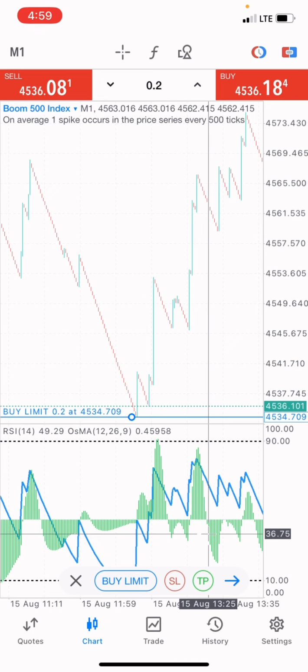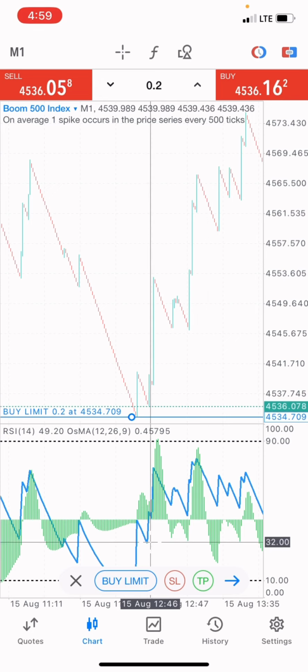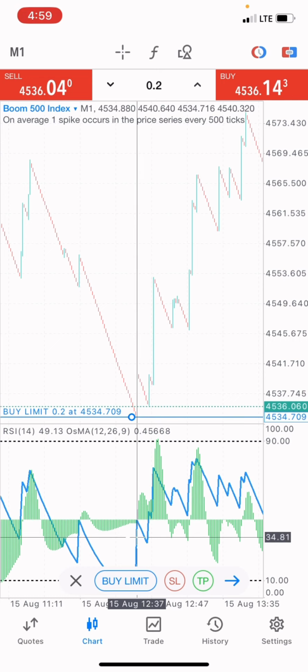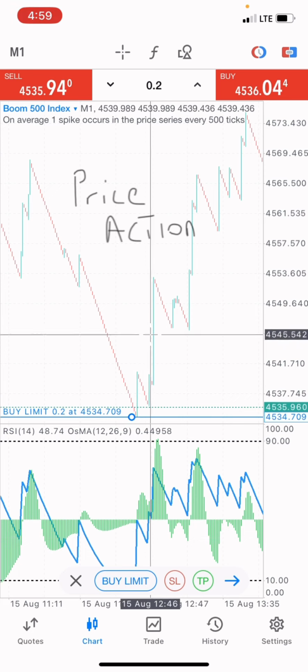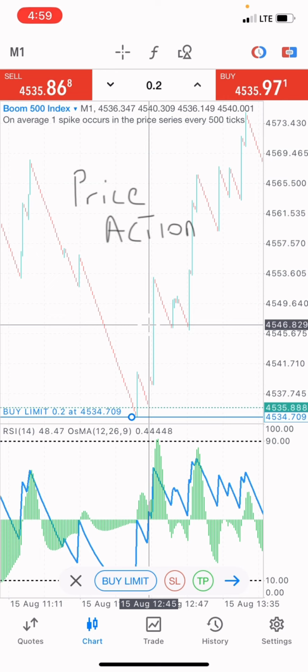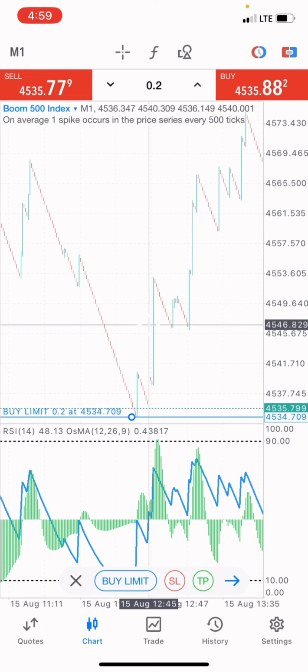All right, so as you can see at this point too, there was a spike right here during an uptrend. So what you gotta notice also is price action. You have to notice the price action of the market if you want to use the strategy. You also need to understand price action very well for the strategy to work well for you guys. Okay, so this is a strategy for boom 500 index.